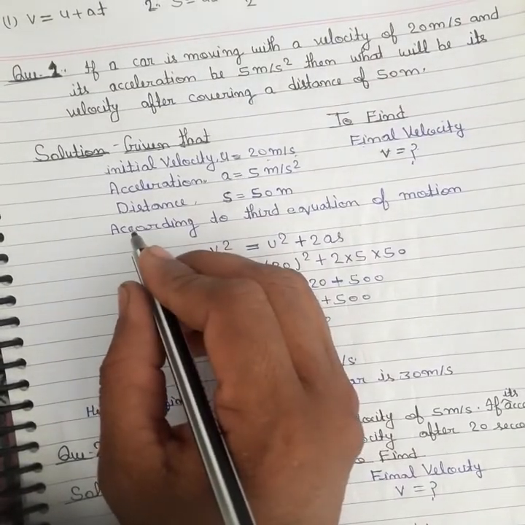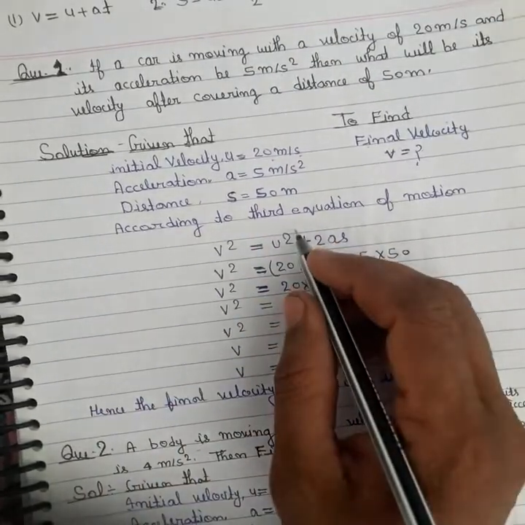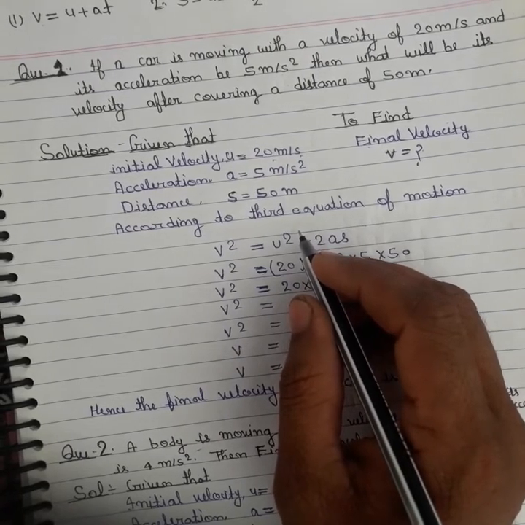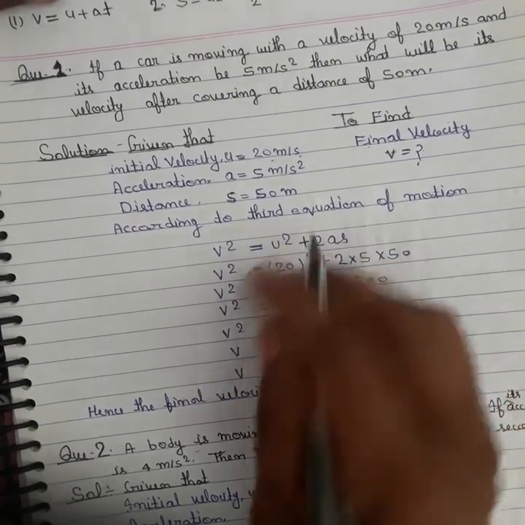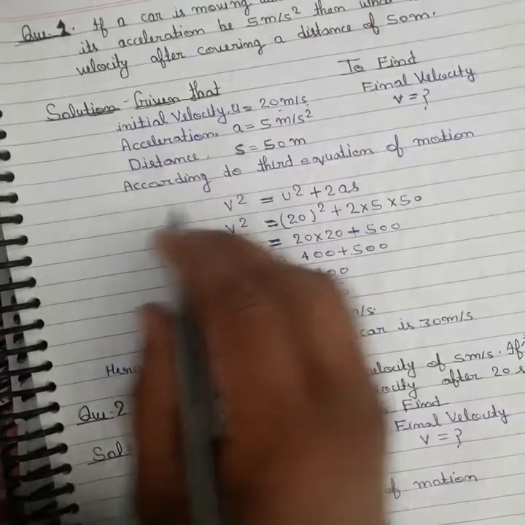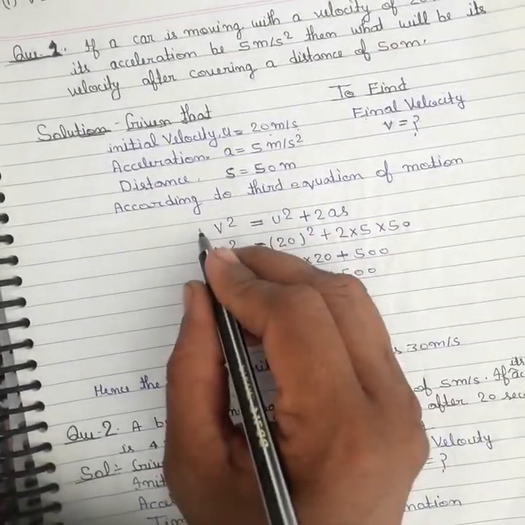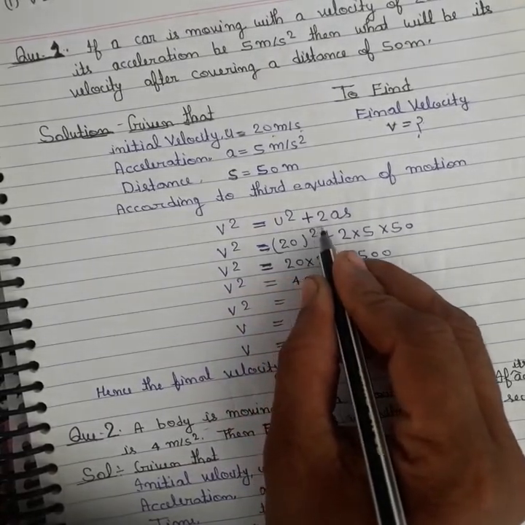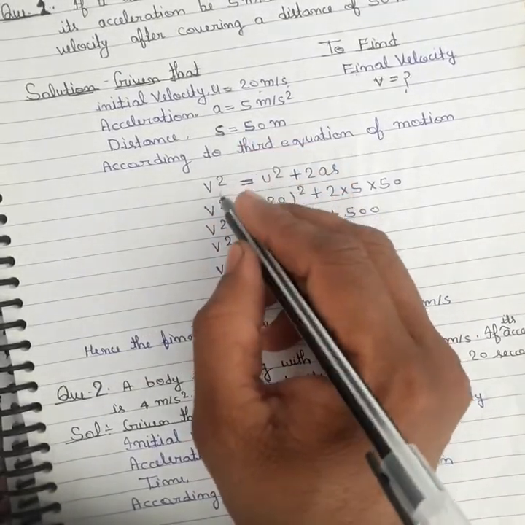Which equation are we using here? We cannot use the first equation and second equation because here t is not given. So we are using the third equation of motion, which is v square equal u square plus 2as. Putting all these given values.